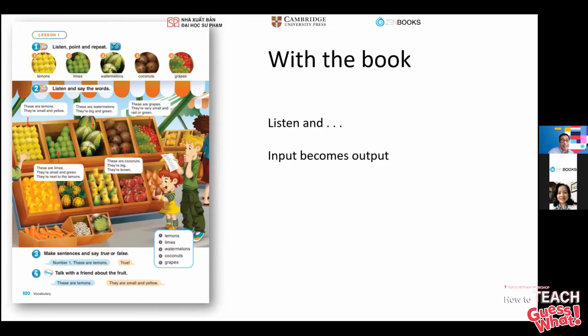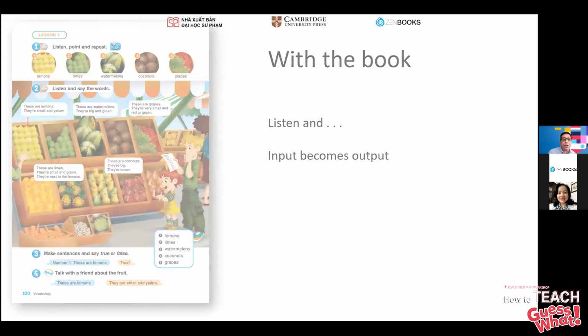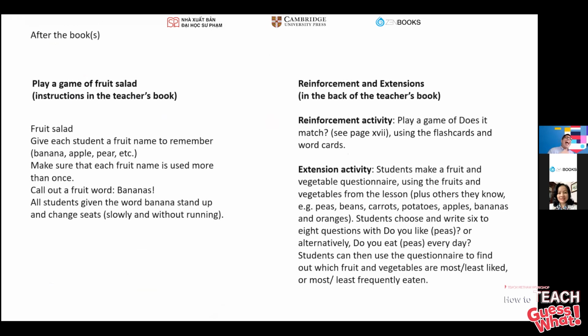And then you can see that the new language is put into context with sentences. These are lemons, they're small and yellow. We're introducing the language that they're going to be learning later, but it's introduced in the context of learning the new vocabulary words, kind of like substitution drills. And then after we've done lesson 1, because that page of the book's not going to take 40 minutes, it'll take about 20 minutes. What do we have after the book?